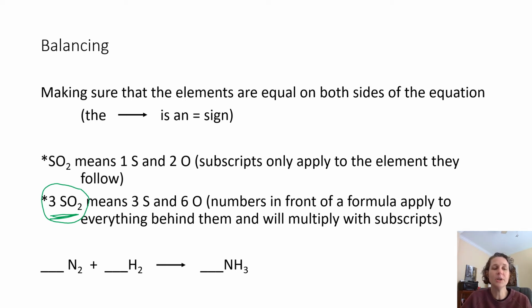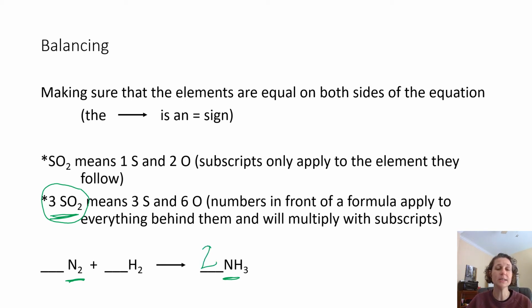Okay, so now a real easy balancing, you just, again, like I said, go back and forth. So starting with my N2 on the beginning, I have 2 N's there. On the other side, I have 1. So I would put a 2 to make sure that my N's are equal.